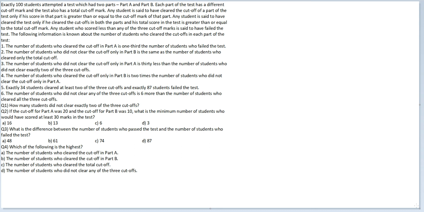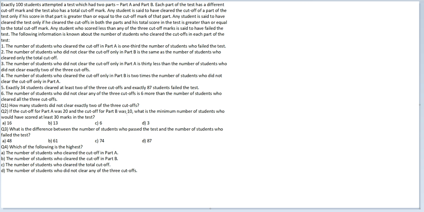Any student is said to have cleared the cutoff of a part of a test only if his score in that part is greater than or equal to the cutoff mark of that part. Any student is said to have cleared the test only if he cleared the cutoff in both the parts and his total score in the test is greater than or equal to the total cutoff mark. Any student who scored less than any of the three cutoff marks is said to have failed the test.